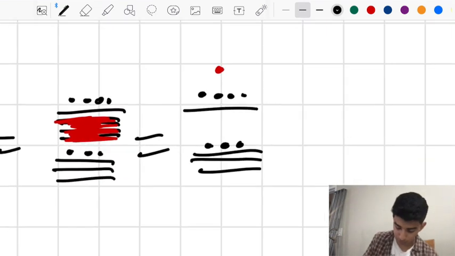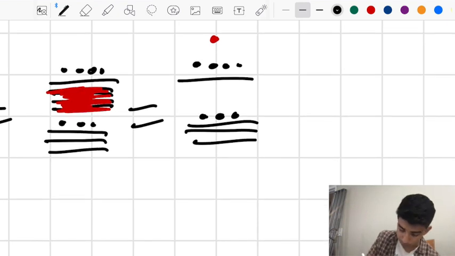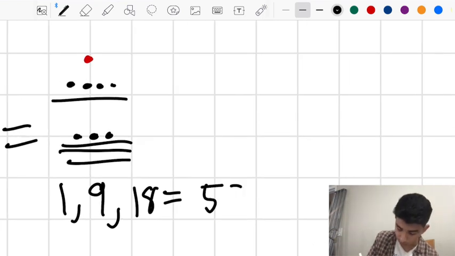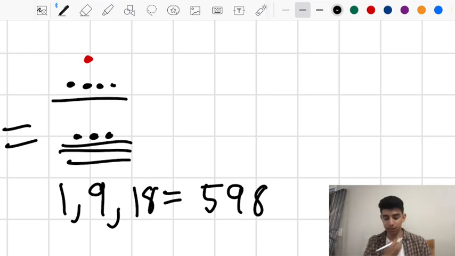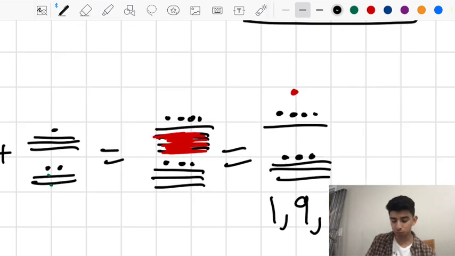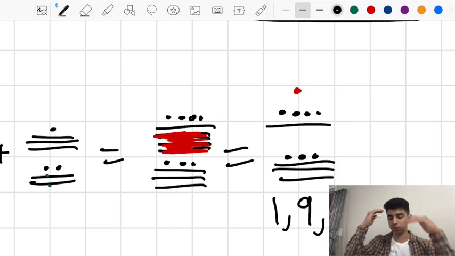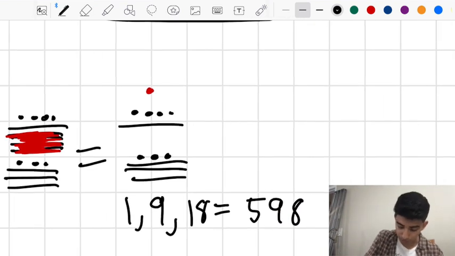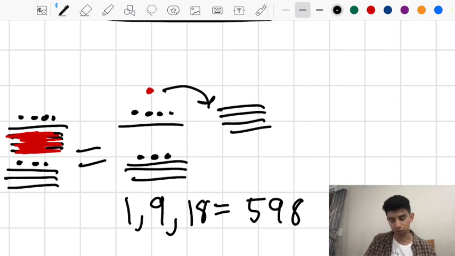So if we translate this into Arabic numerals, we get 1, 5, 9, 5, 10, 15, 18, which should equal 598. Subtraction worked the same, where instead of carrying, we obviously would borrow 4 bars from 1 dot in the position above. So if we were to subtract, this 1 dot in the 400s place would turn into 4 bars in the 20s place, and so on and so forth.